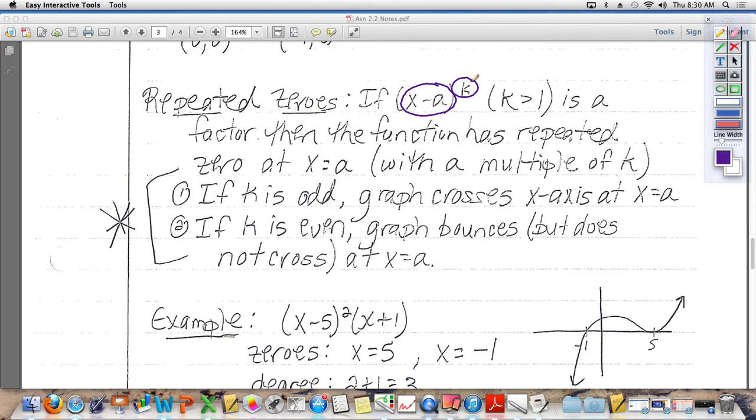All right, so please put a big star by this in your notes, but underline it or something. If the k value, in other words, if the power is odd, the graph is going to cross the x-axis at that a value. It will cross right on through it. But if k is even, the graph is going to bounce. It's going to bounce, but it does not cross at that a value. Are you okay with that? Yeah. All right, let's see if you're okay with that.